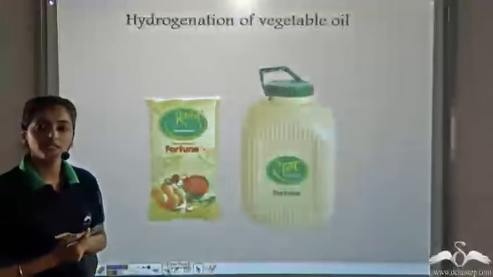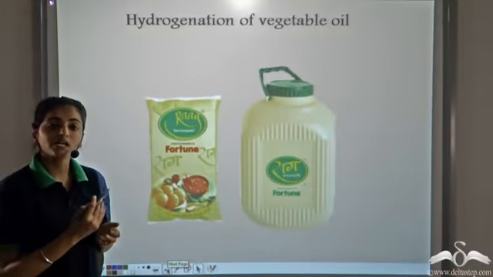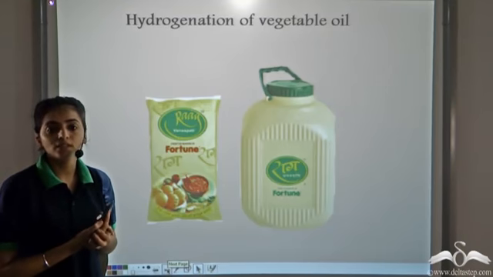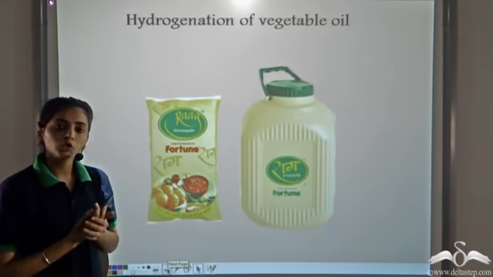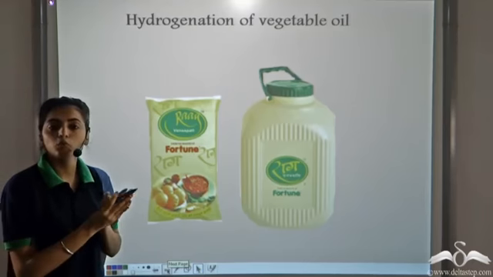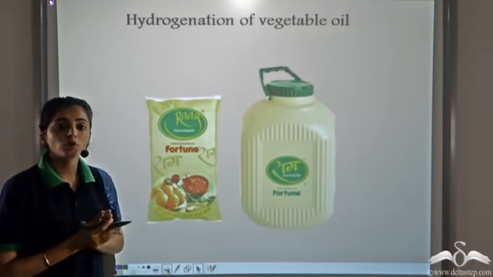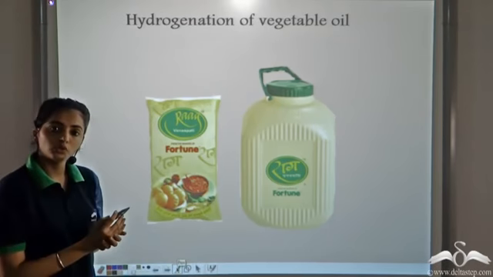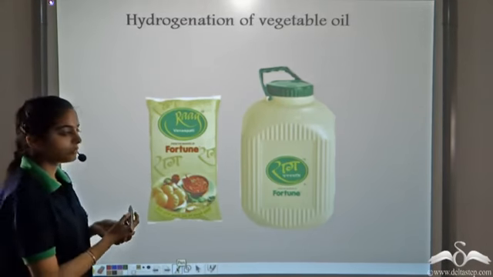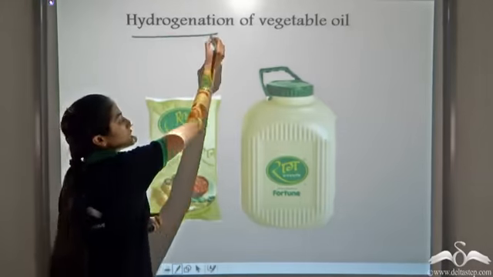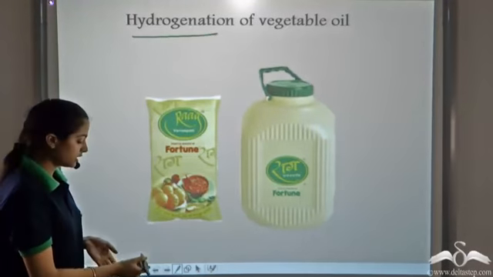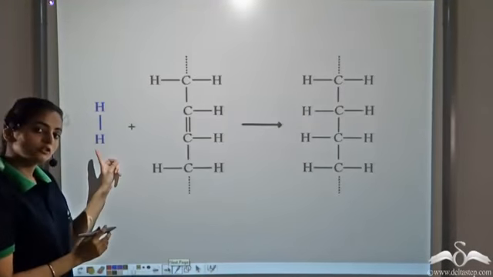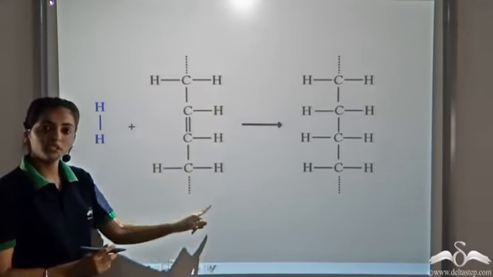The vanaspati ghee that you eat is actually made from vegetable oils like coconut oil. How do we get vanaspati ghee from coconut oil? It is because of hydrogen. The reaction of hydrogen with coconut oils or different vegetable oils is known as hydrogenation. The reaction taking place is hydrogen reacting with the oil.